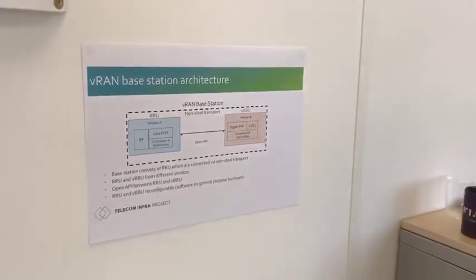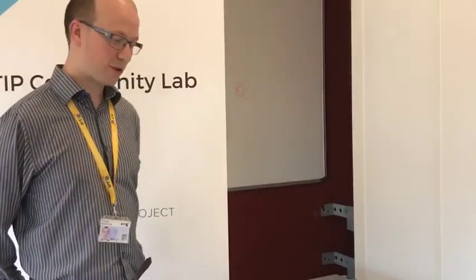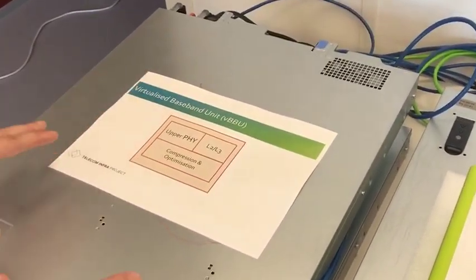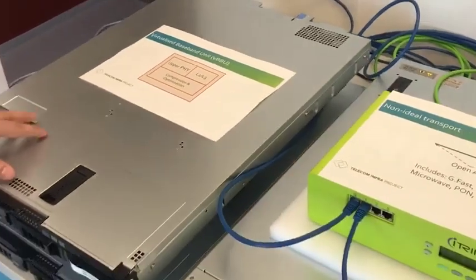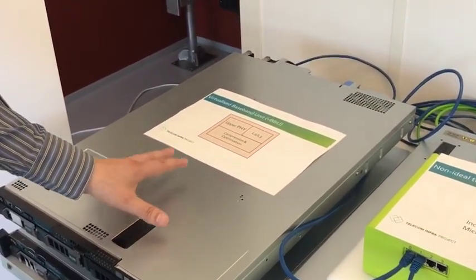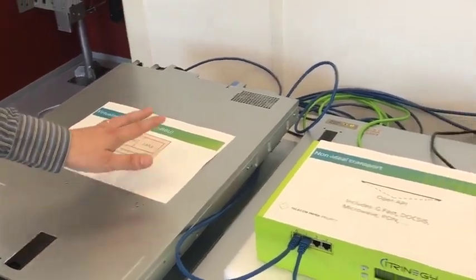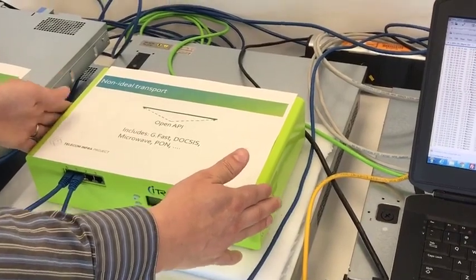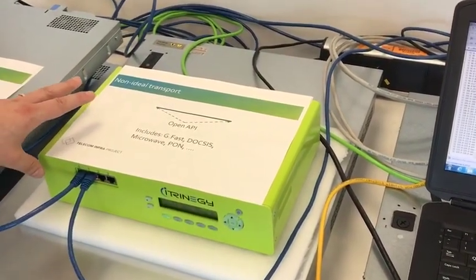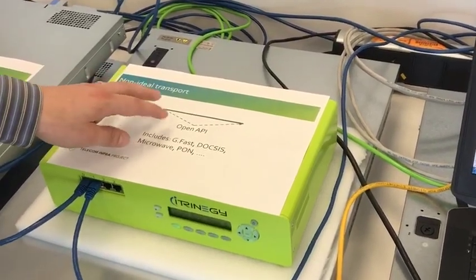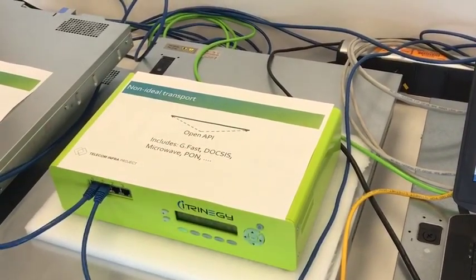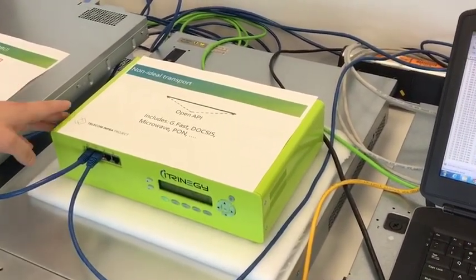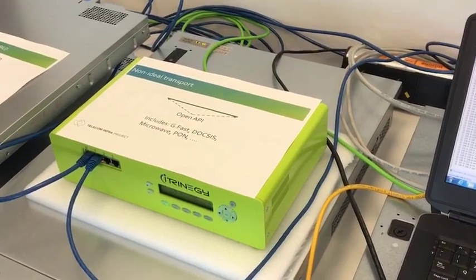So let's take a look at what this looks like in real life. What we've got here is a virtualized function running the vBBU on this server. This server has the capacity to run many more applications, but at the moment we're just focused on the vBBU. Then the second box that we need to understand is this network emulator. This allows us to replicate different types of transport links. So in this case, G.fast, DOCSIS, microwave or PON, and we simply enter the numbers for the throughput, latency and jitter, and this box allows us to replicate those transport networks.